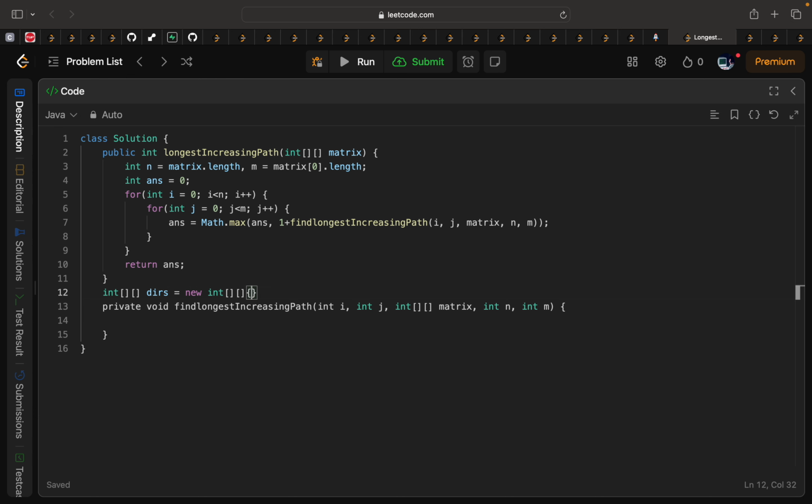I have used this particular direction vector in graph problems. So this is our direction vector. We need to move in these 4 directions. This basically represents all the 4 directions, meaning we will be adding one value to the ith row and the other value to the jth column, and that's how we will get all the 4 directions.